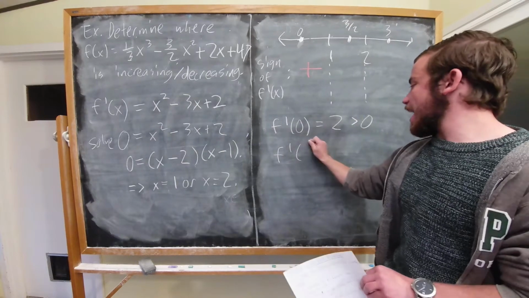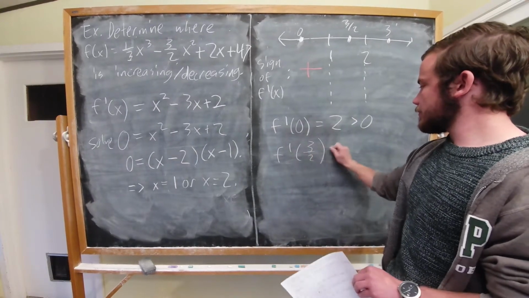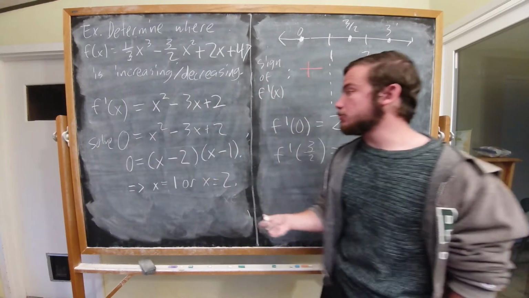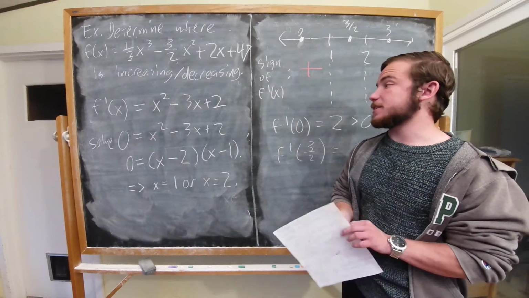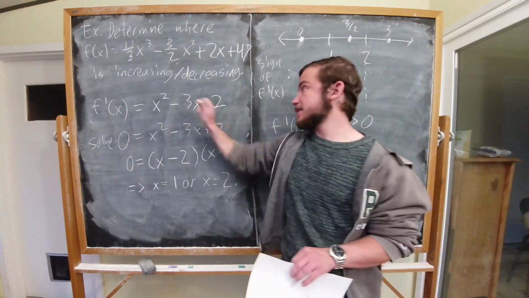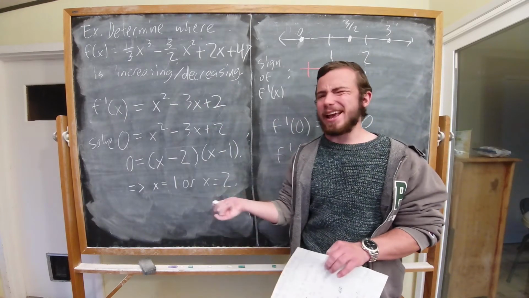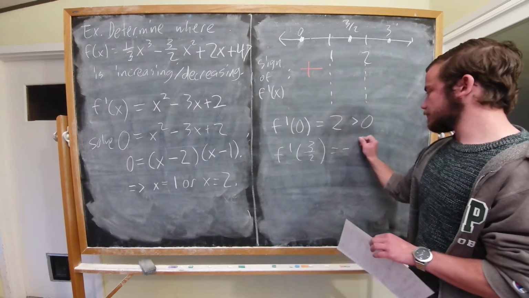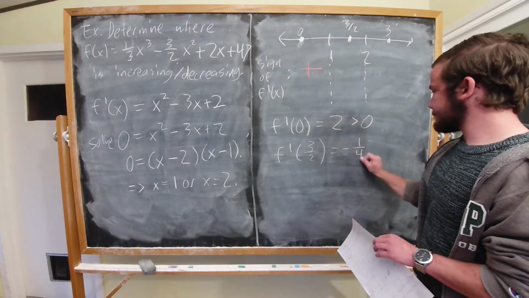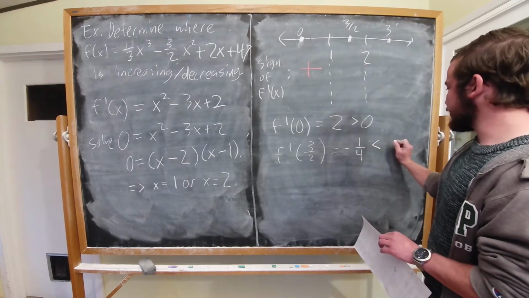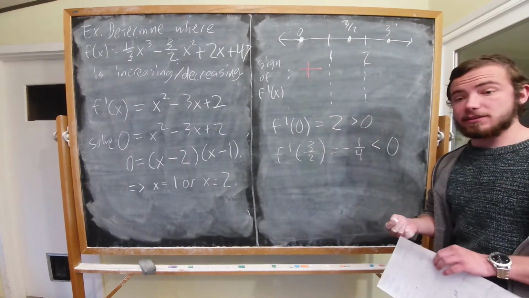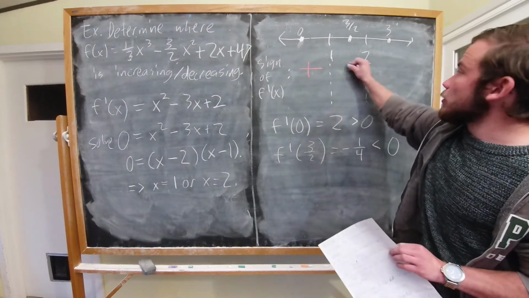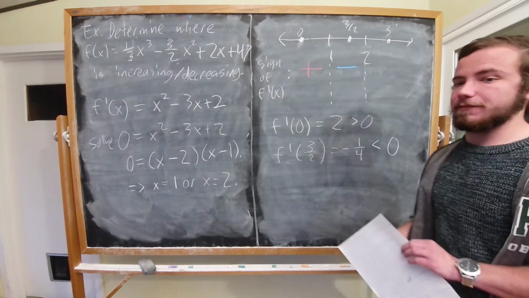f'(3/2) is plugging 3/2 into this function. You would get 3/2 squared is 9/4, minus 9/2 would give you negative 9/4, plus 2 would give you negative 1/4, which is strictly less than 0. Okay, so on this interval, f'(x) is negative.